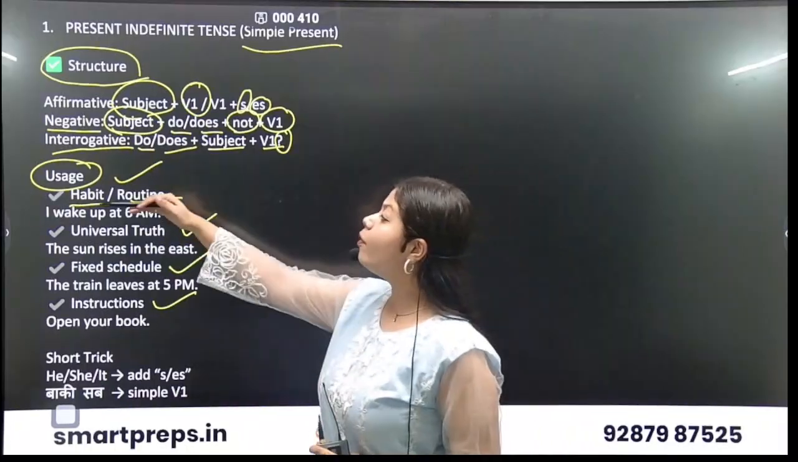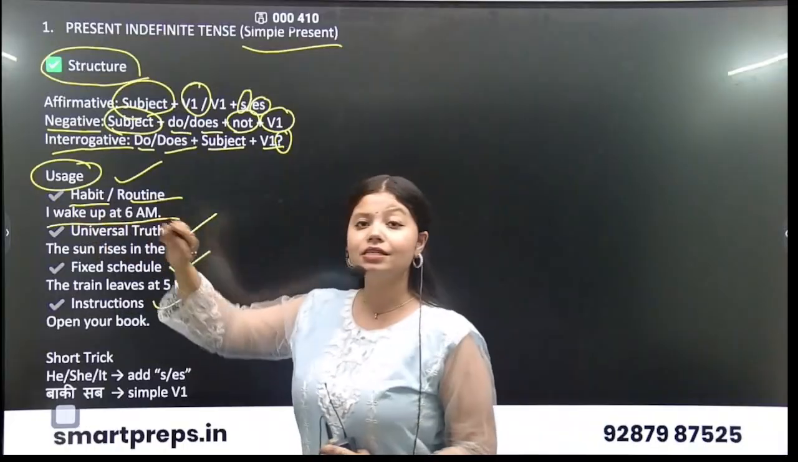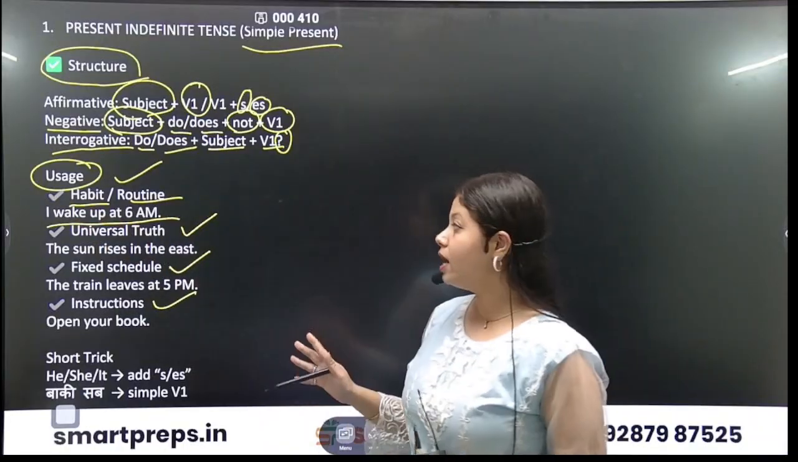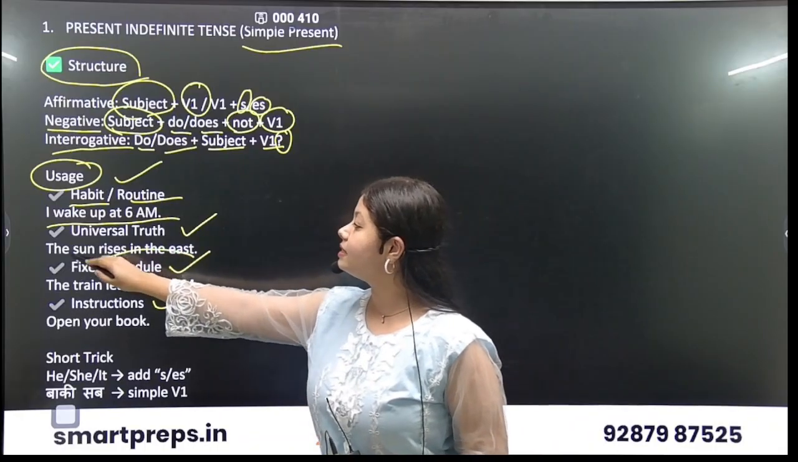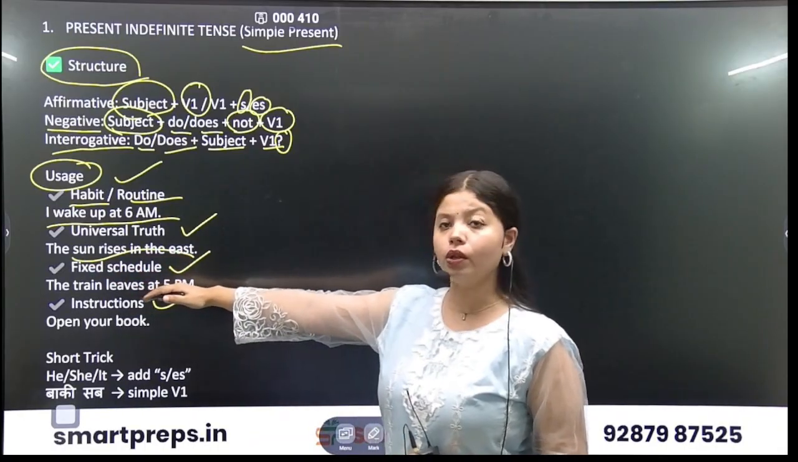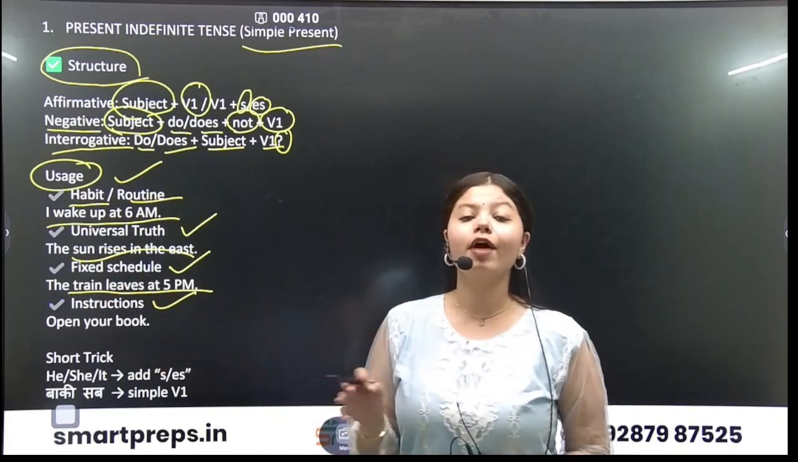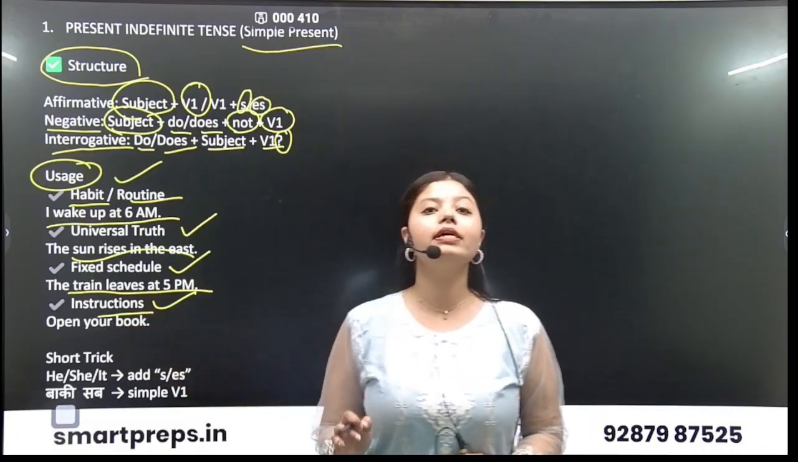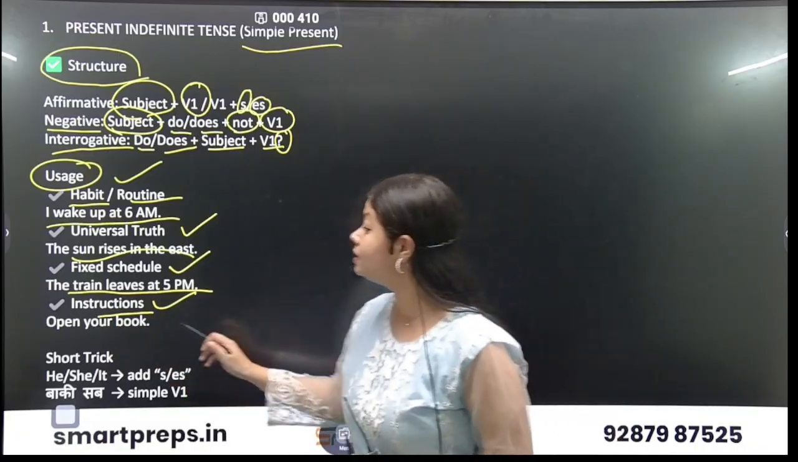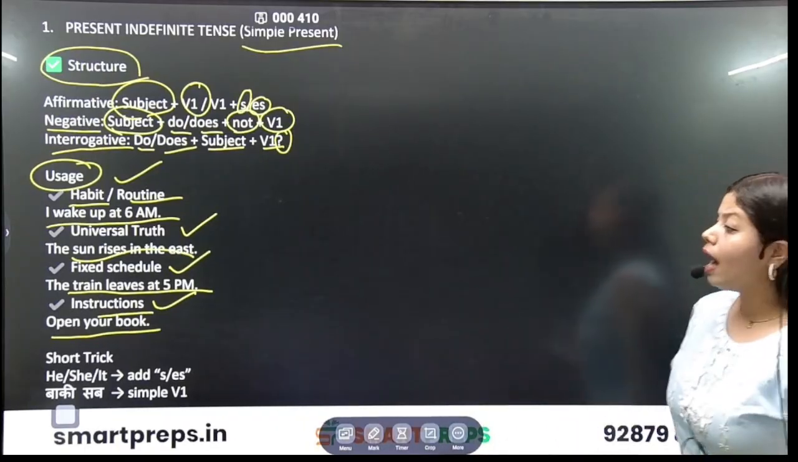Whenever we talk about habit or routine, for example, I wake up at 6 a.m. Whenever I'm talking about a universal truth, for example, the sun rises in the east. Fixed schedule means there is a fixed timing: the train leaves at 5 p.m. Or whenever I instruct something in simple present tense, how do we say it? Open your book.